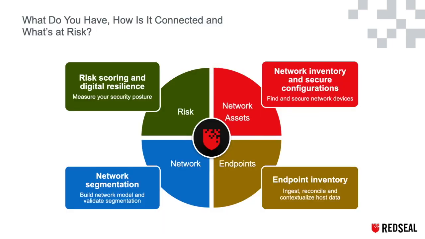So, summing it all up, with RedSeal, from a risk perspective, it will give you a risk resilience scoring system, so it will help you measure your overall posture from a risk perspective. From a network perspective, it will give you visibility to make sure that all your inventory is accounted for and securely configured. It will also provide that for endpoints, so it will tell you the posture of your endpoint inventory and your endpoint security. For network segmentation, it will help you virtualize your network and make sure your network is properly segmented and following a very well designed model.